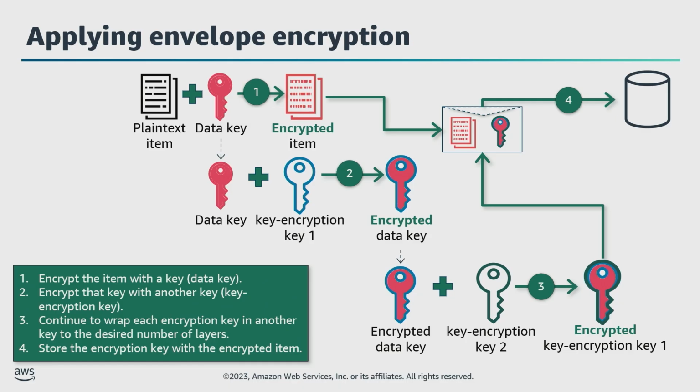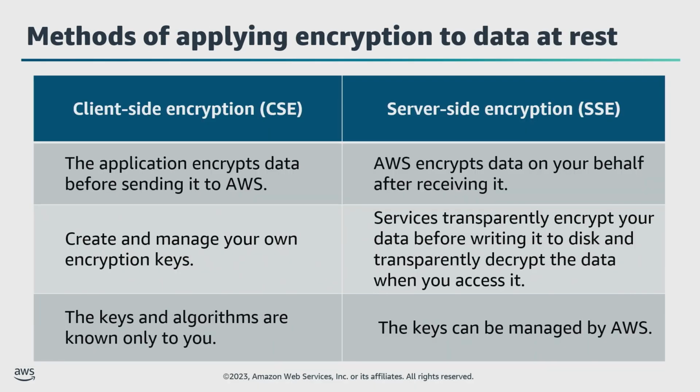The steps to use envelope encryption are to first encrypt the item with a key. This is your data key. Then you wrap that key with another key, the key encryption key, and keep on going for as many layers as you want. You store the encrypted key with the encrypted item. You can apply encryption on the client side, CSE, or on the server side, SSE, or you could use both. The approaches are not mutually exclusive, and of course, they're based on your use case.